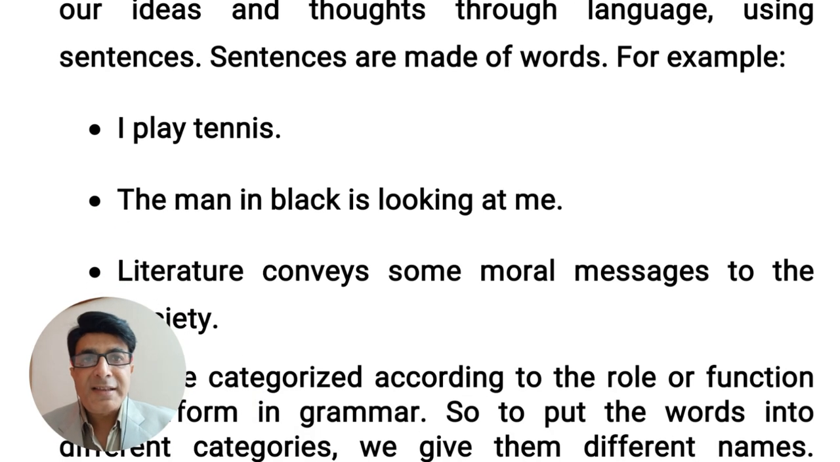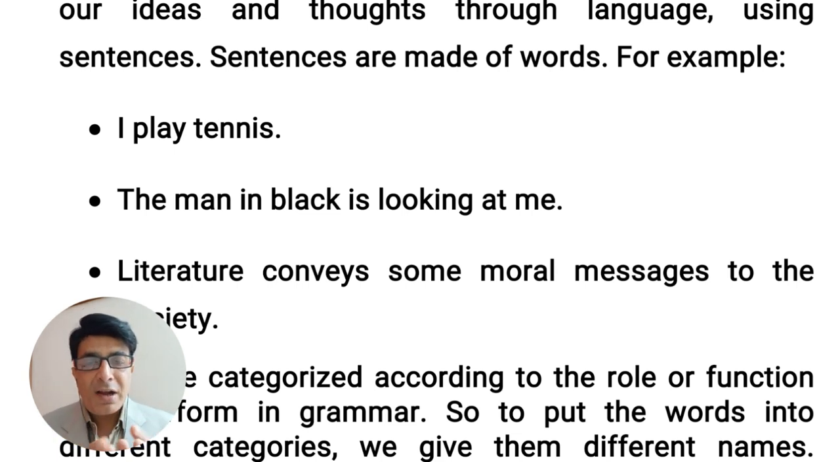Let's take one more example. The man in black is looking at me, right? The man here, the word the, T-H-E, the is the determiner, man is a noun, in is a preposition, black is an adjective, is looking is a verb, at preposition, me a pronoun.